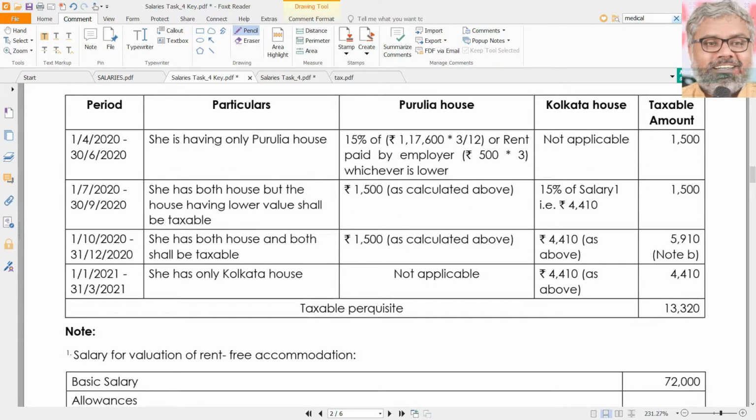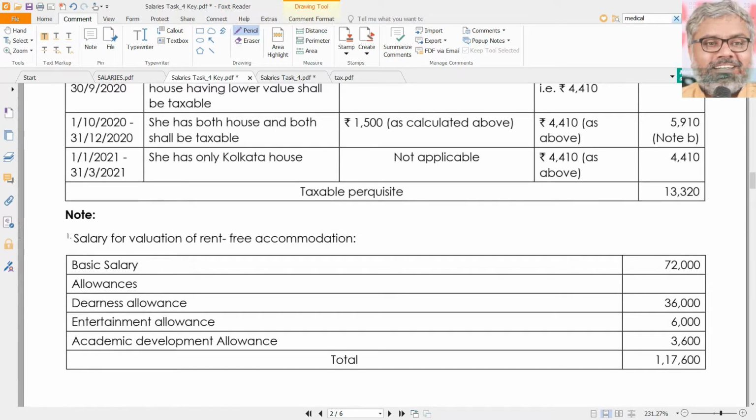That is a crucial point which is given here. So let us take the different periods. April, May, June, only one house. 15% of salary or rent paid, whichever is lower. So what is salary for this purpose? Once again, what is salary for this purpose? That has to be calculated, basic to be included. DA included here with what assumption? You have to clearly write that assumption.